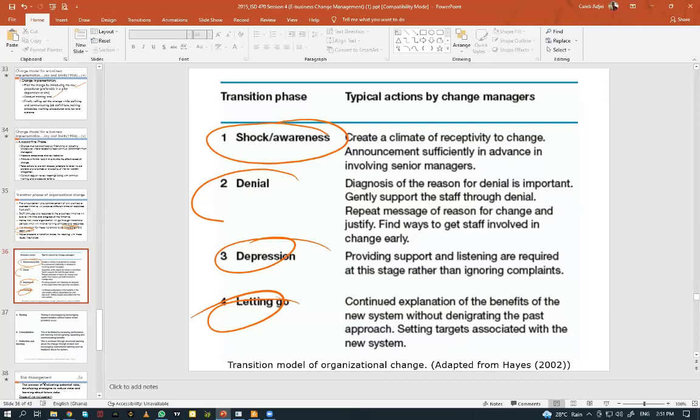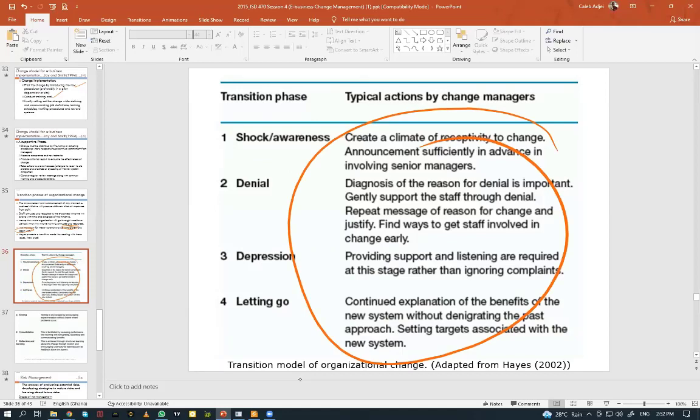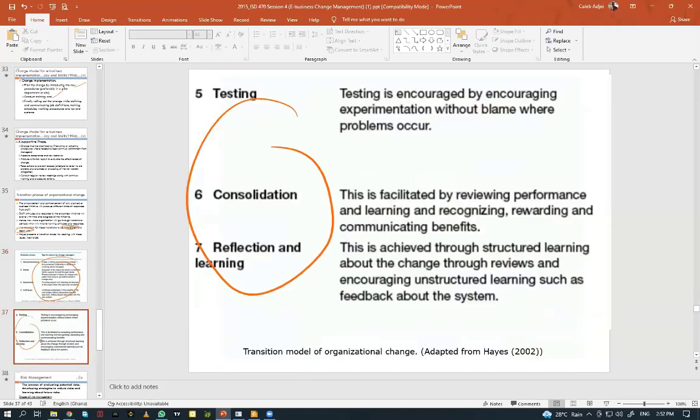Then as long as you keep looking for the item and you are not finding it, you become depressed. Okay. Then it gets to a point you say, okay, come on, if it's gone, let it go. So that is the letting go phase. You can relate this to e-business when you take your time and go through the model. Then we need to do the testing, consolidating, and reflecting.